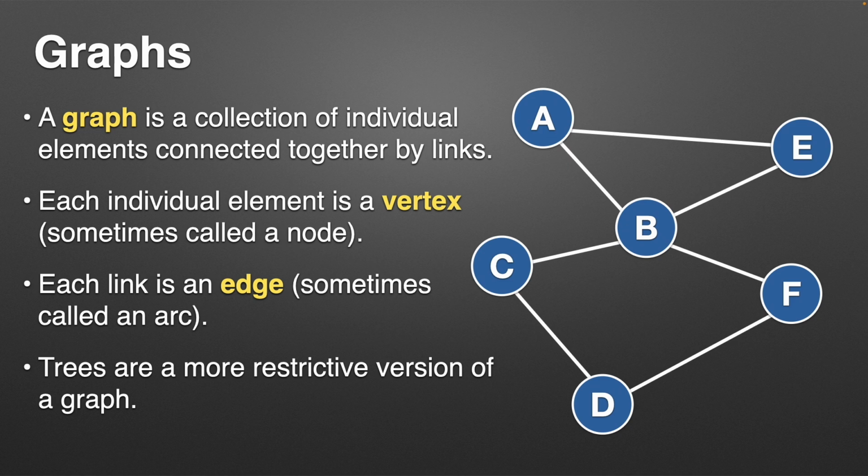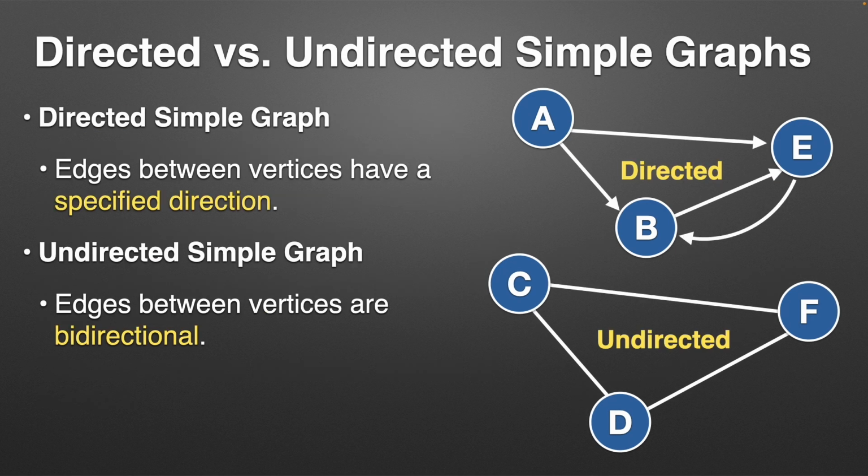Generally, the idea is that we have these vertices. They're sometimes called nodes or vertexes. We have these edges, which are links between them. And the idea is that they can represent some relationship between these vertices.